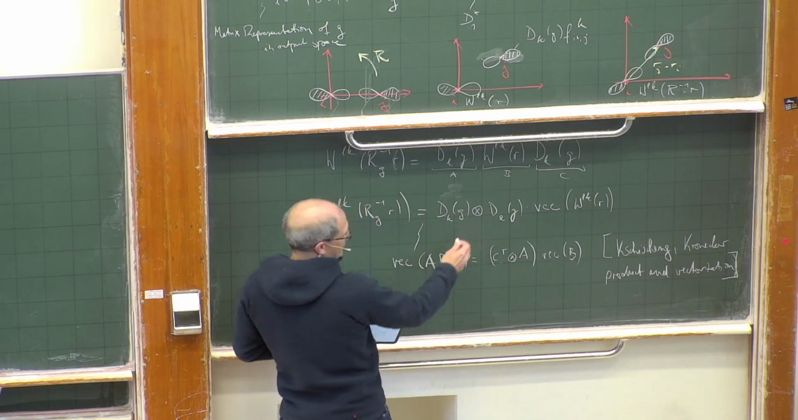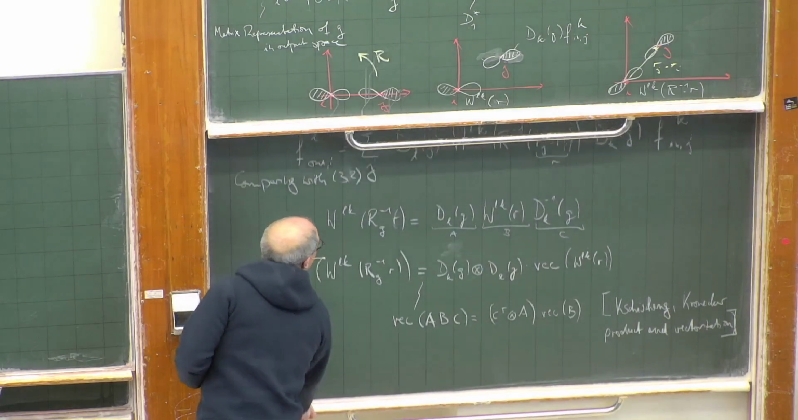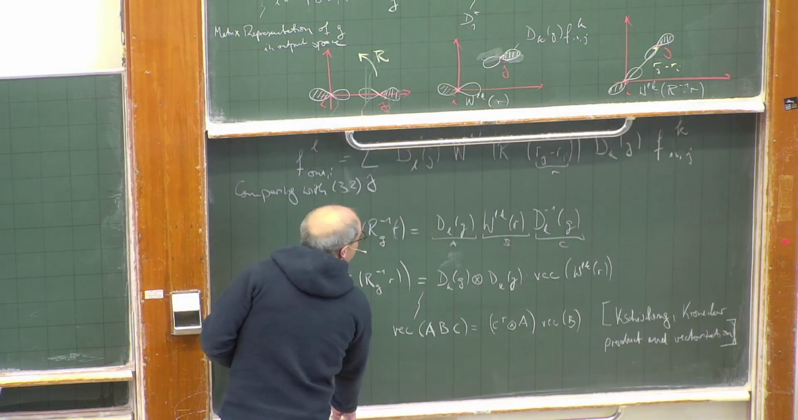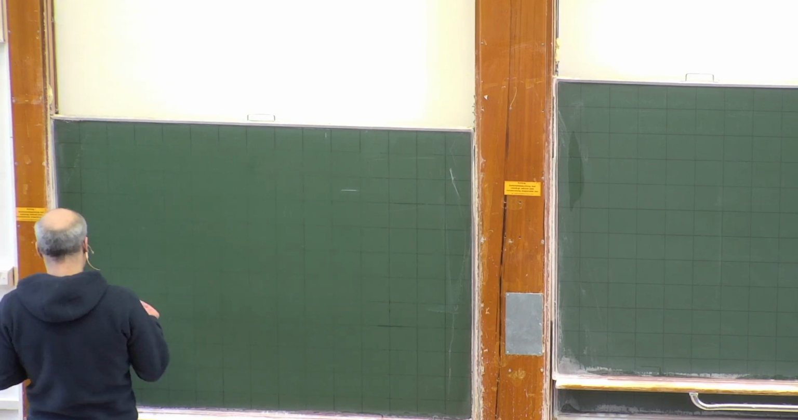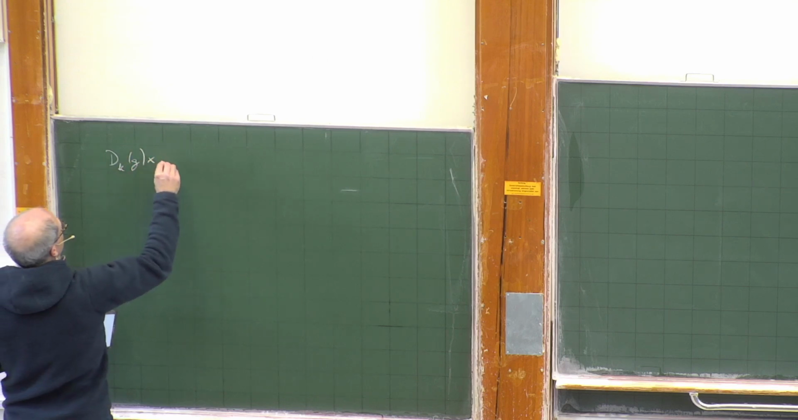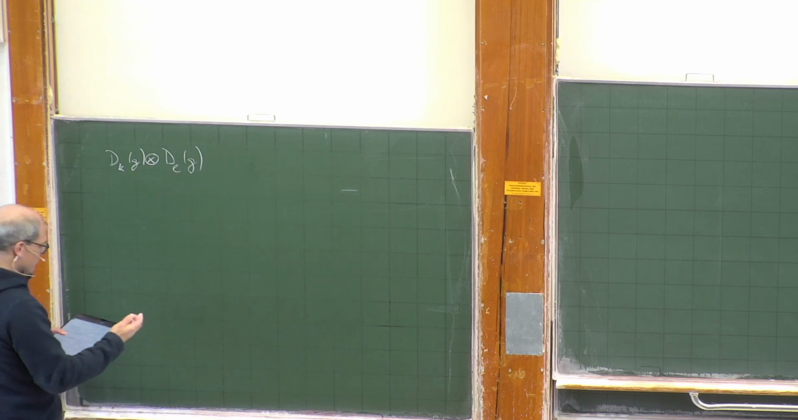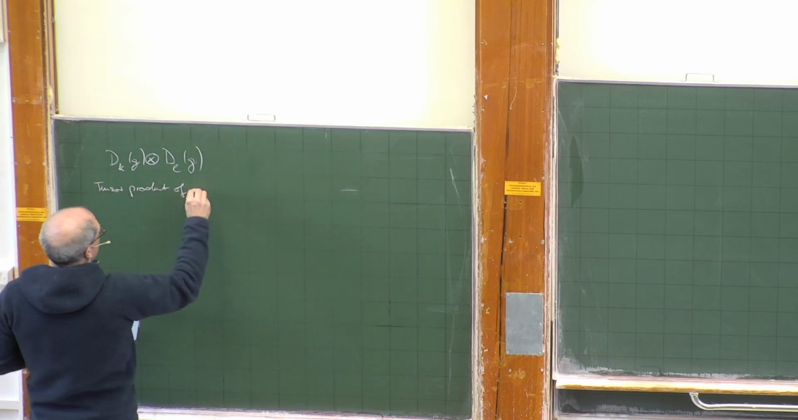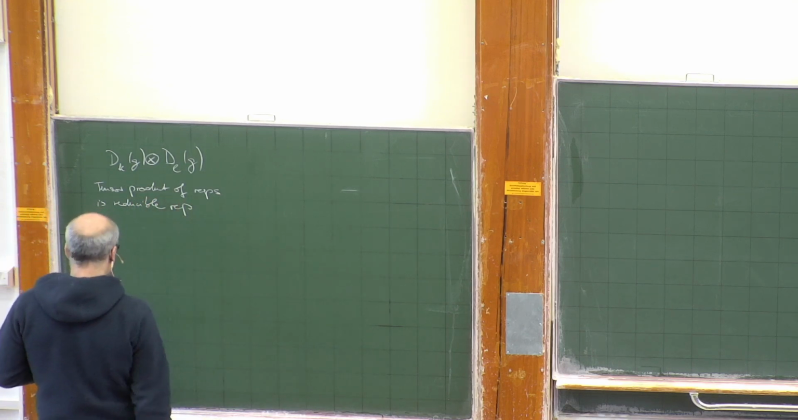Now this here I called Kronecker product, but this is exactly the tensor product that Peter talked about last time. And this tensor product gives me a reducible representation. So I had D^k of g tensor product D^l of g. This is going to be a matrix which is densely occupied. So the tensor product of representations is again a representation, but a reducible one.